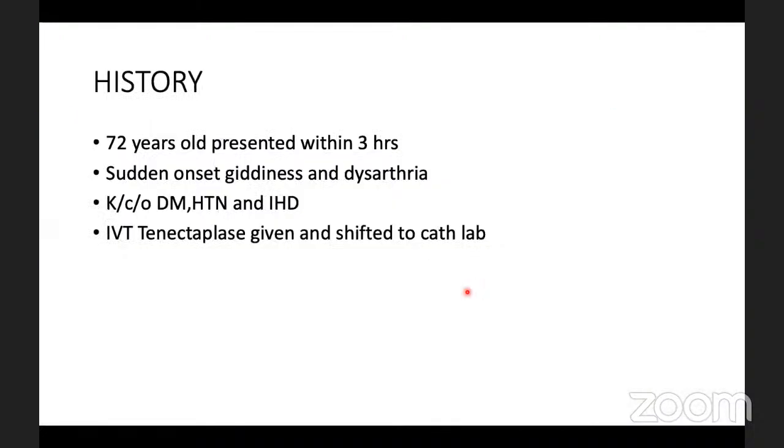Coming to the next case, a 72-year-old presented within 3 hours, well within the IVT period, with sudden onset giddiness and dysarthria. Giddiness comes predominantly from the posterior circulation. When giddiness and dysarthria are present, the localization is predominantly the posterior circulation, and he has all the risk factors: diabetes, hypertension, ischemic heart disease. Within the window period, IV tenecteplase was given and the patient was shifted to the cath lab.